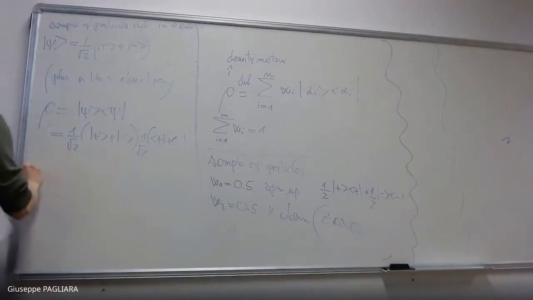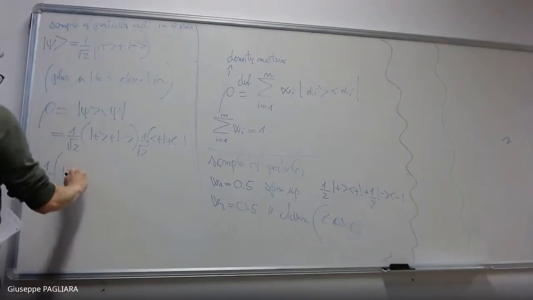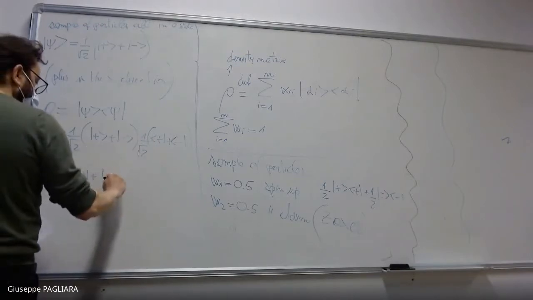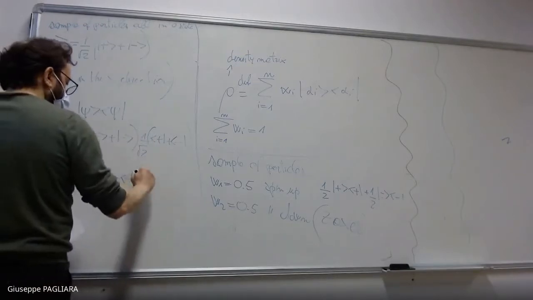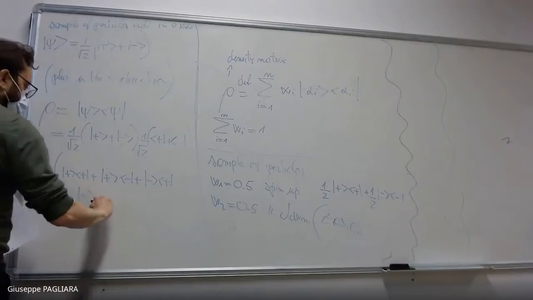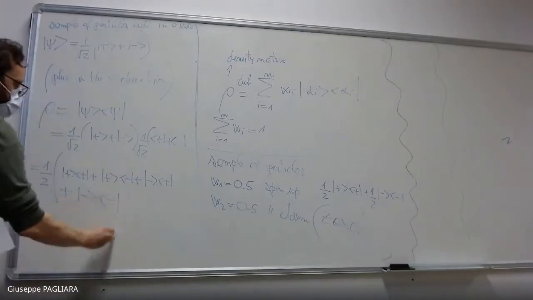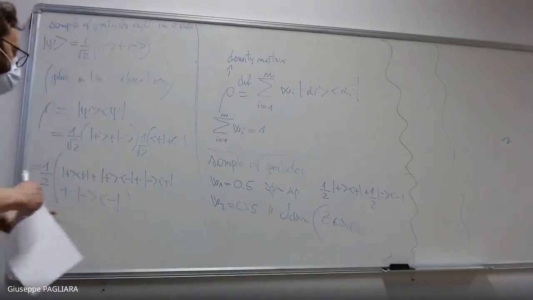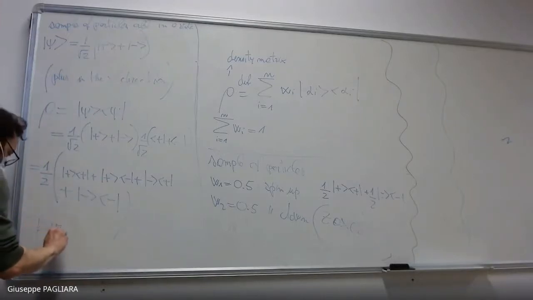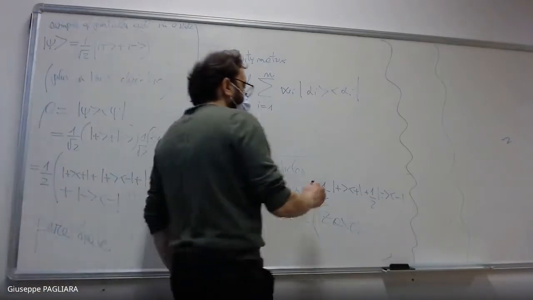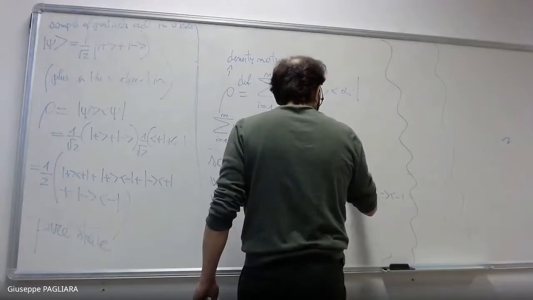Because here I have 1/2, then I have here a plus minus, plus minus plus, sorry for that, and here I have a minus minus. And you see that the structure of the density matrix now is very different. This is the one for a pure state, which is called a pure state. And this is the case instead of a classical mixture.